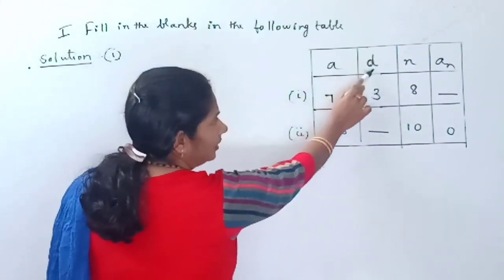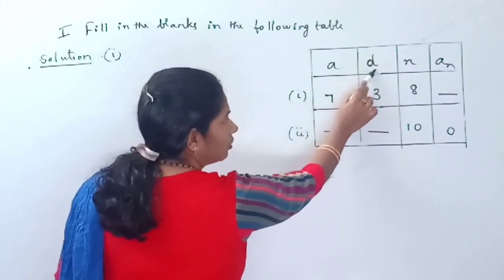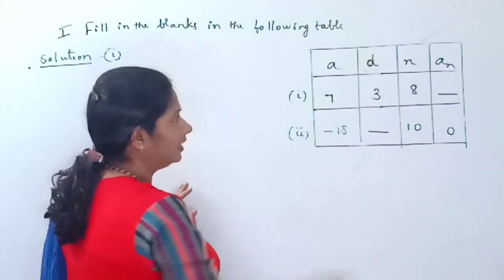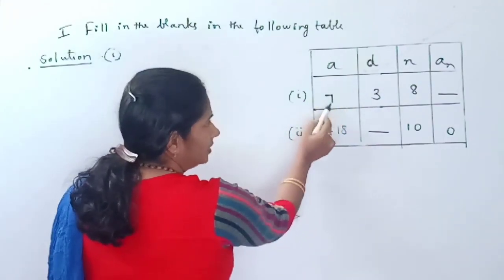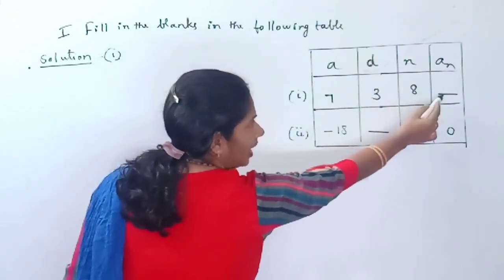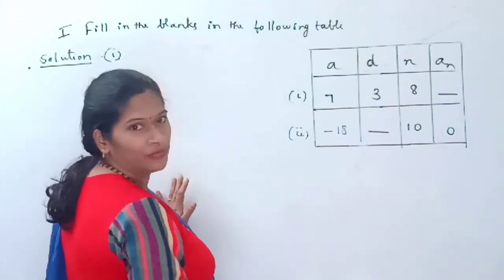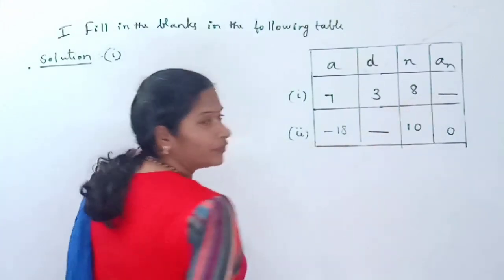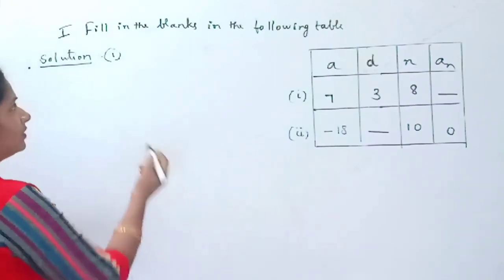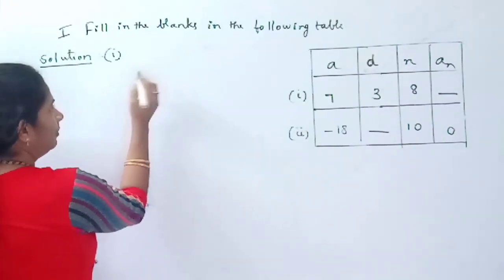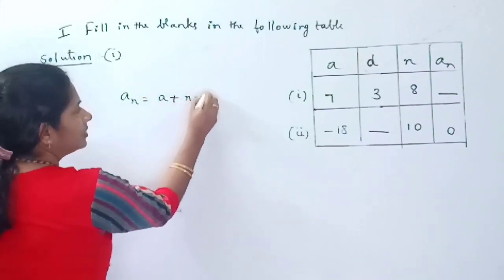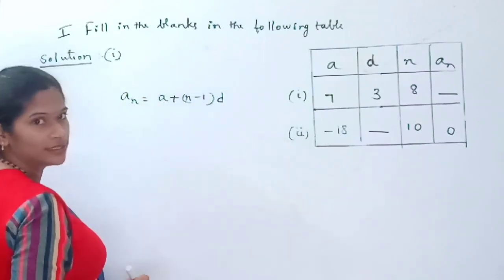A is the first term, D is the common difference, N is the number of terms, and AN is the nth term, isn't it? A is given as 7, D is 3, N value is 8, and they asked you to find the nth term of an AP, that is AN. How will you find it, children? Use the formula. What is the formula to find the nth term of an AP? AN is equal to A plus N minus 1 into D, isn't it?